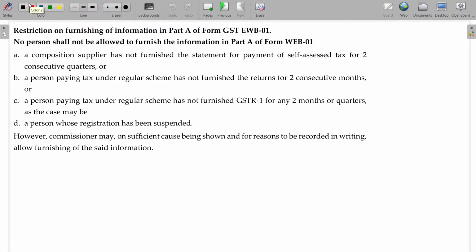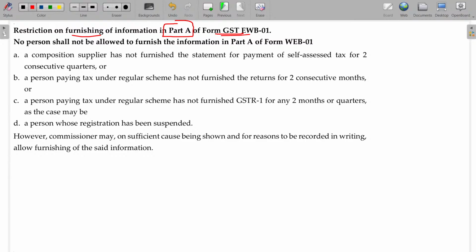Next. Restrictions on furnishing of information in Part A of Form GST EWB-01. While you furnish the details in Part A regarding the output supply, what are the goods you are supposed to move, you have to give the details in Part A, but if you are not filing the returns properly, you are not allowed to upload these documents.